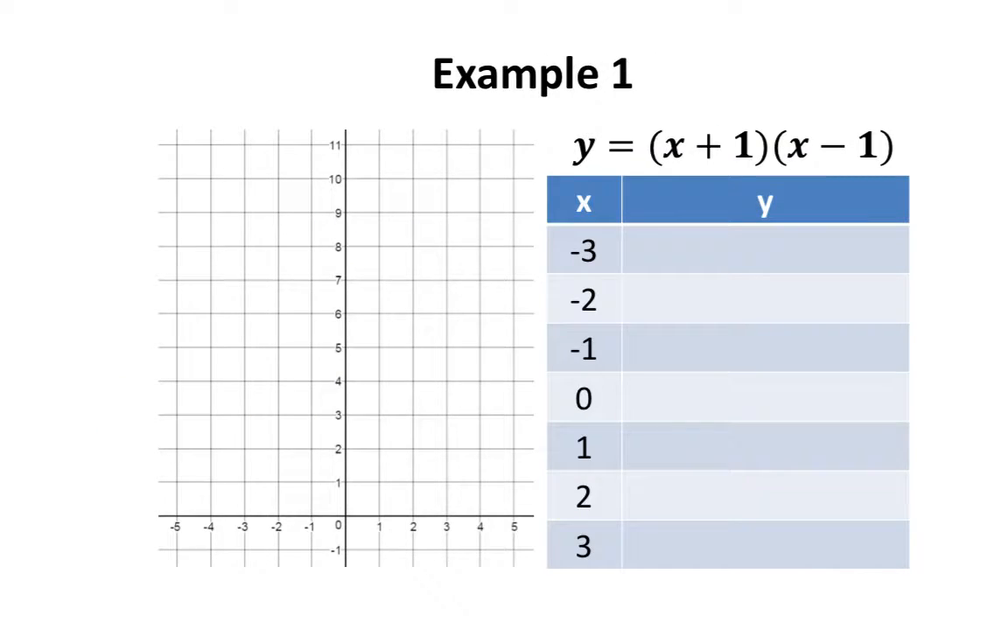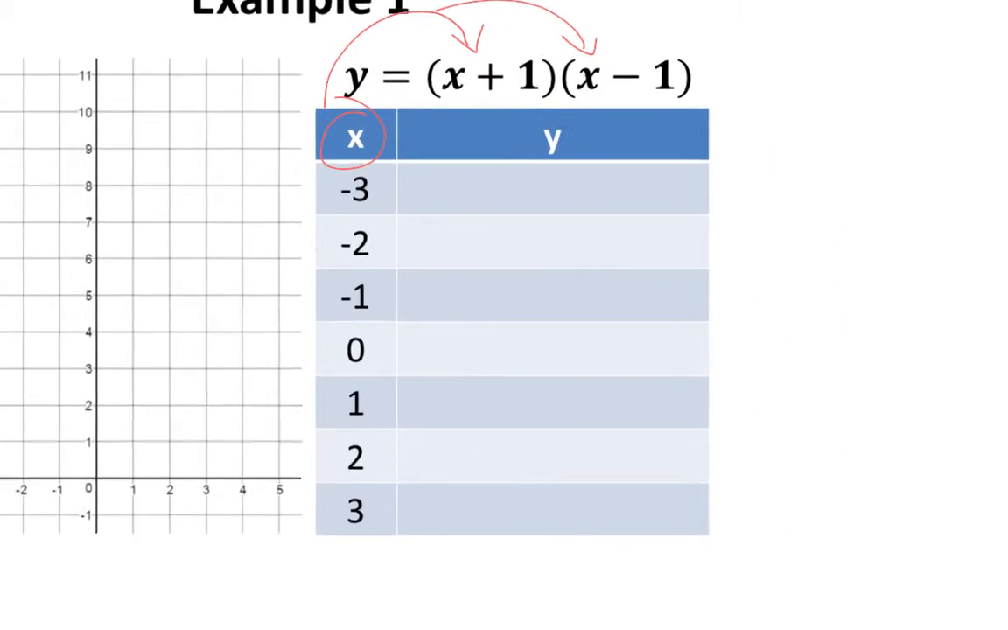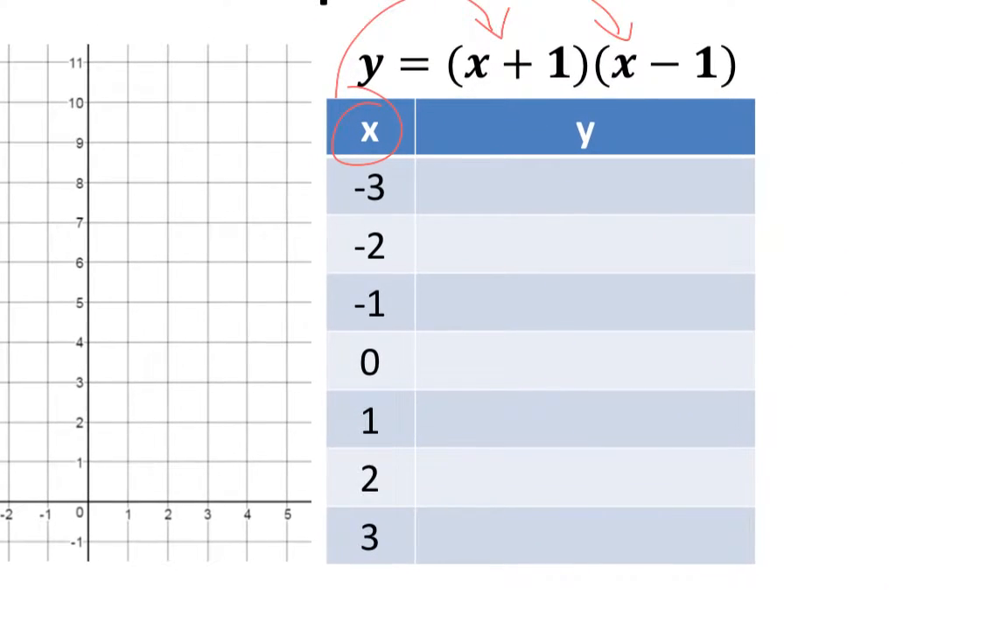In our first example, we have a quadratic relation in factored form. What we want to do is take these values of x and substitute them back into this quadratic relation to find the values of y. And with these x and y values, we can plot these points and connect the dots and eventually create our parabola. But before we do that, we're going to have to crunch some numbers. So let's zoom in on this table of values.